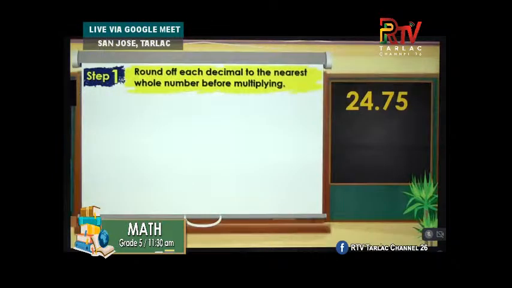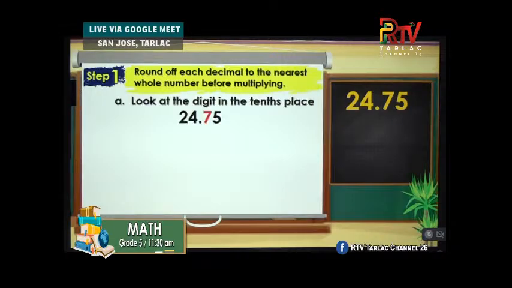For step 1, round off each decimal number to the nearest whole number before multiplying. In our problem, we have 24.75 kilograms of banana. If we estimate the decimal number 24.75, look at the number in the tenths place. What digit is in the tenths place? That is correct. It is 7. Is the number equal to or greater than 5?